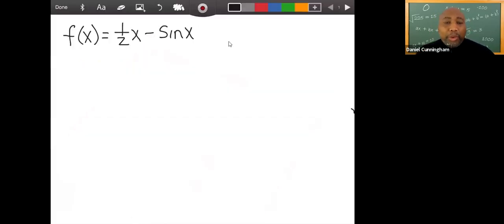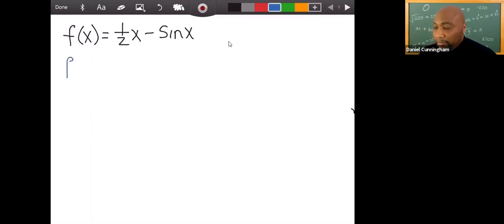So we're going to go on our whiteboard, and here's our function. Hopefully I wrote it correctly: 1/2 x minus sine x. Let's first find where it's increasing and decreasing, and then write that answer. And then the second step, we're going to find the relative extremums. To find where it's increasing and decreasing, we're going to take the derivative.